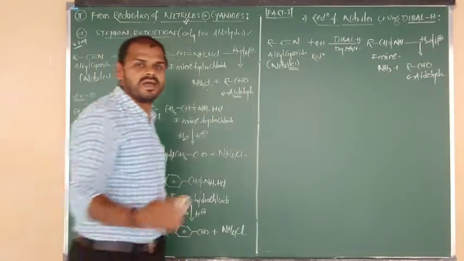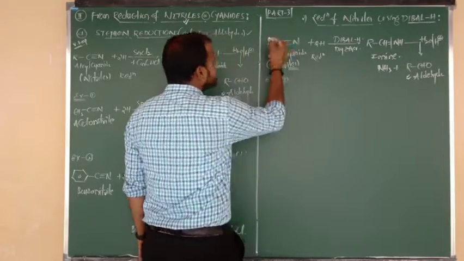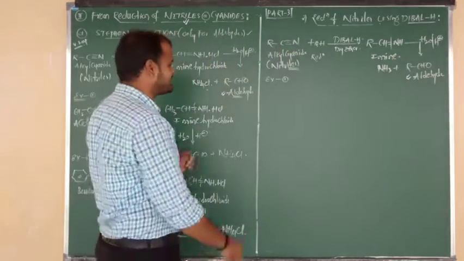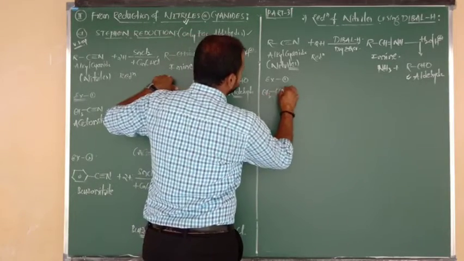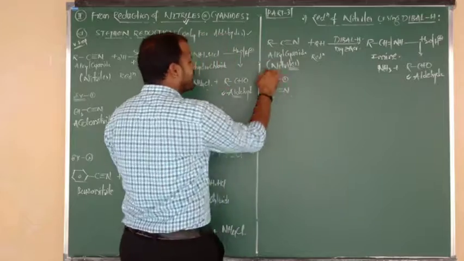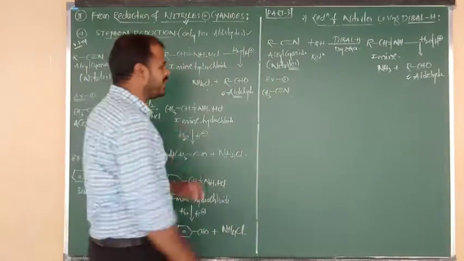Again, the same example I am going to show you. Good. Example number 1. In place of R, I am going to write CH3 now. So what we can write? CH3 bonded to C triple bond N. Just R replaced by CH3. What is the name of this compound? Acetonitrile.